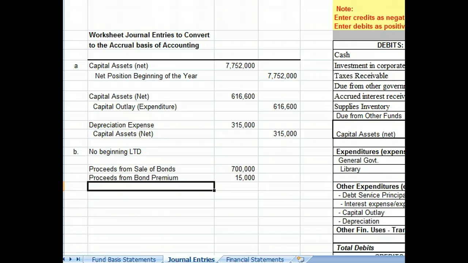Okay, now we're going to go ahead and put on the bonds payable. Create our liability for $700,000. Oops, one more zero. Let's try that again. And our bond premium.